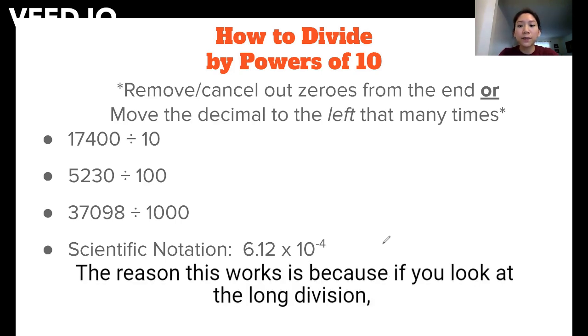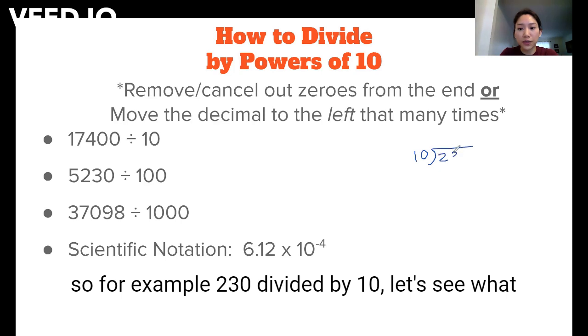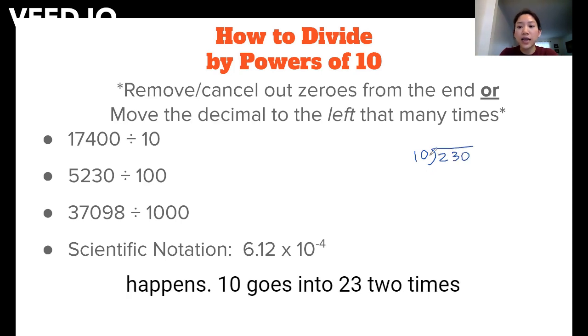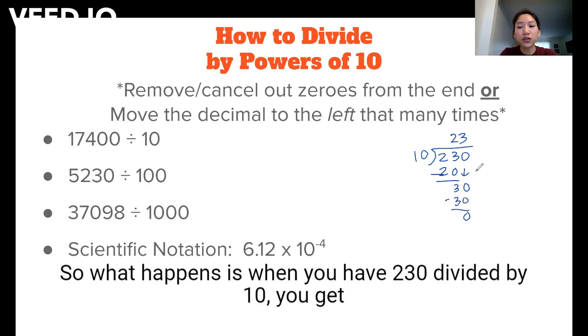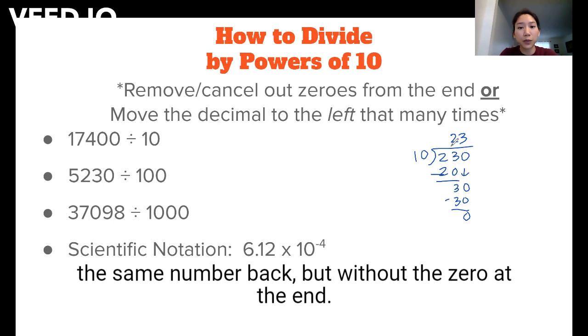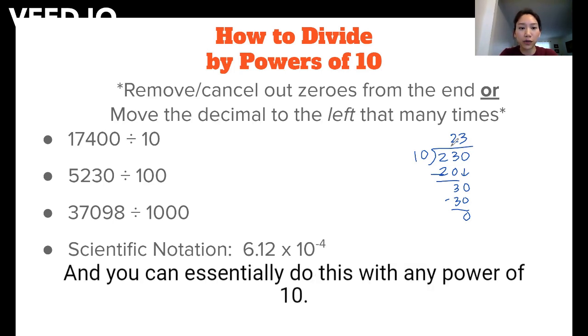The reason this works is because if you look at the long division, so for example, 230 divided by 10, let's see what happens. 10 goes into 23 two times, with 3 left over, bring down the 0. 10 goes into 30 three times with nothing left over. So what happens is when you have 230 divided by 10, you get the same number back, but without the 0 at the end.